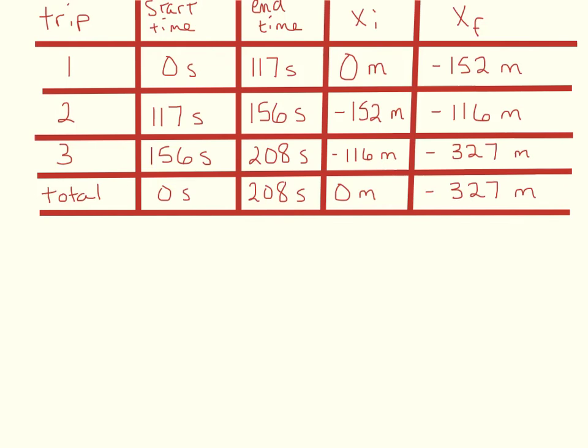So for my data table, I chose to have a trip 1, 2, 3, and then the total trip. I got the start time and the end time for each, and the initial position and the final position for each. Once again, I started at 0 meters, and since all my other positions were left of that, you'll see that they're all negative values, because that's the sign convention that I chose to use. Sign convention just means, what does negative mean, what does positive mean? In my case, negative means left, and positive means right, and that's a pretty traditional sign convention to use.